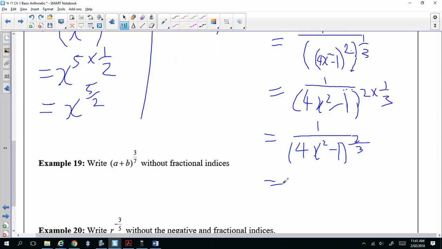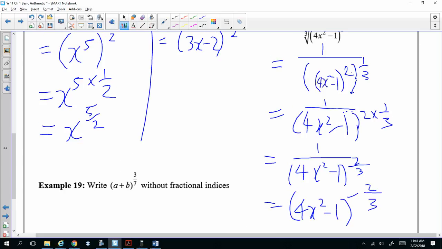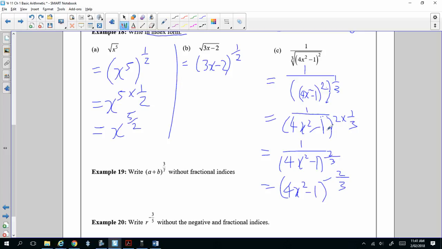So notice that I take my time and show all the steps. If you show all the steps, you won't make a mistake, or it's unlikely you make a mistake. But if you just rush through, just go from the first step to the last step, you could write the wrong thing. So I'm just using one index law at a time, and it becomes simple, right? Cube root means a third. When it's at the bottom, switch to the top, but change the positive index into a negative index. Yes, Nat.